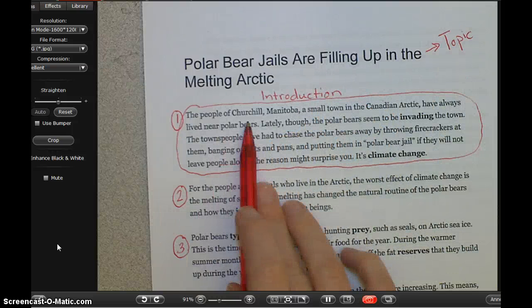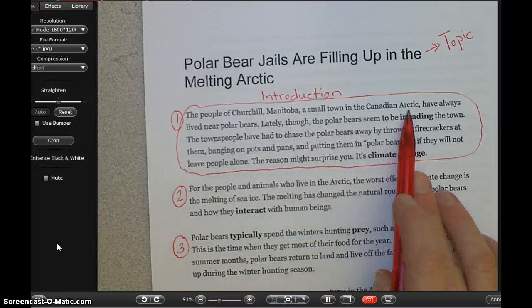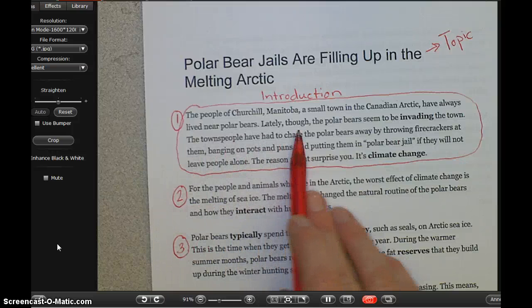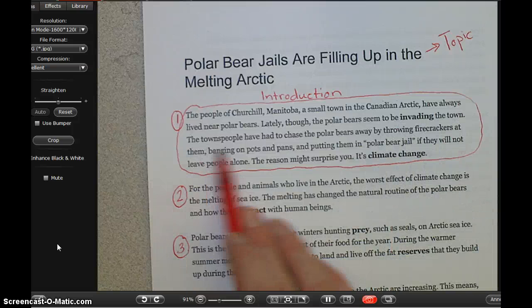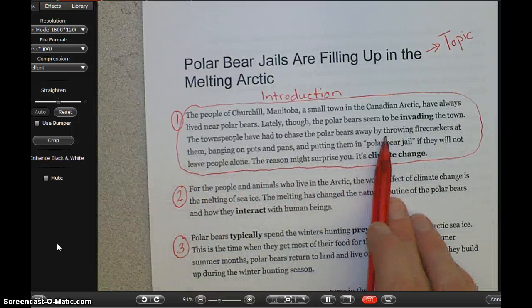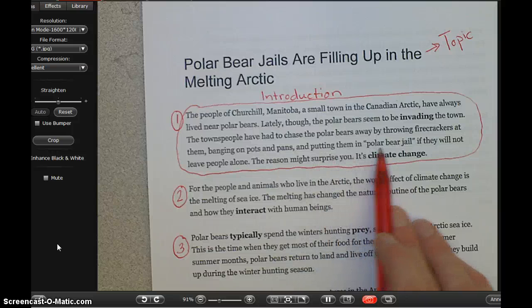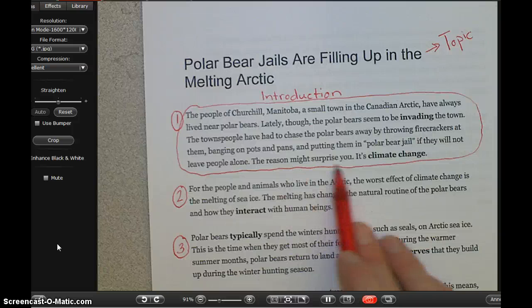Okay, so the people of Churchill, Manitoba, a small town in the Canadian Arctic, have always lived near polar bears. Lately, though, the polar bears seem to be invading the town. The townspeople have had to chase the polar bears away by throwing firecrackers at them, banging on pots and pans, and putting them in polar bear jail if they will not leave people alone. The reason might surprise you.